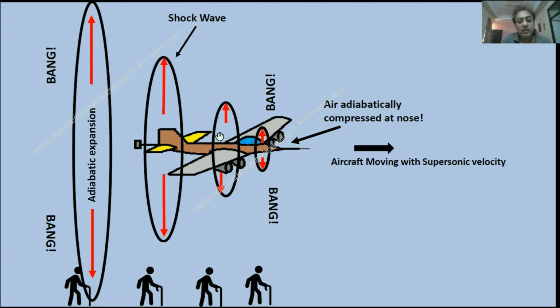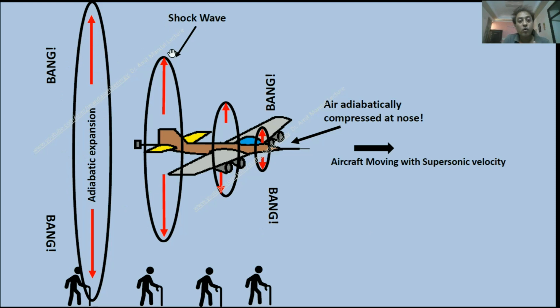It is of very huge energy. That adiabatic expansion contains a very huge amount of sound energy with it. So when that pulse ultimately reaches an observer on the ground, he will hear a loud bang. You can see the aircraft is passing like this. When this ring touches this observer, he will hear it. Then further, this pulse will expand and reach this observer like this. So this is the concept of sonic boom.